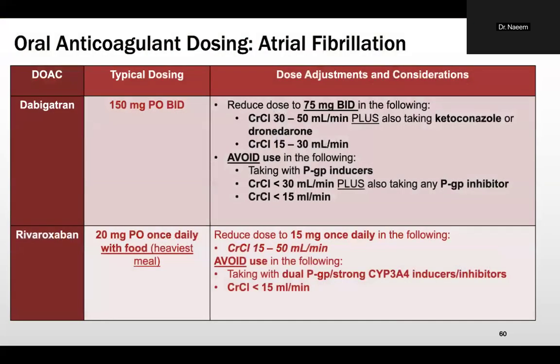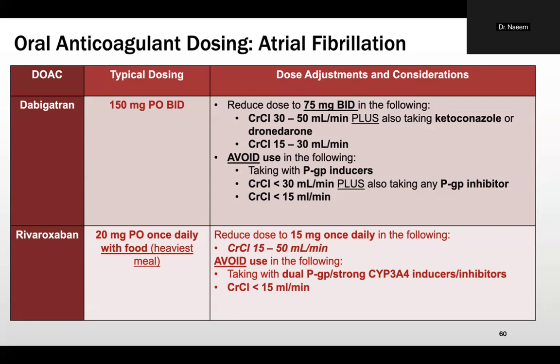This just reviews the dosing. So there are some unique things that are tied to dosing with DOACs and AFib. So I will highlight those for you. And again, we'll be sure that the guide reflects what you need to know.